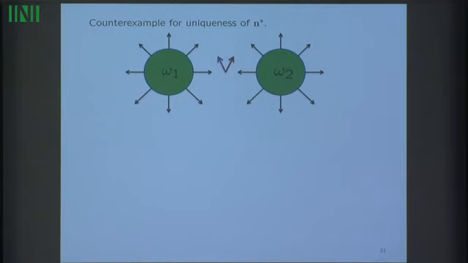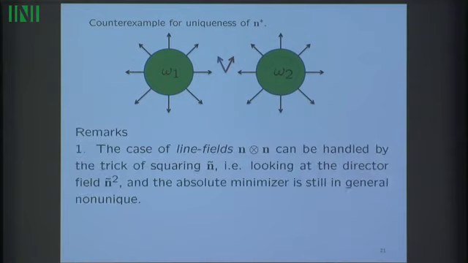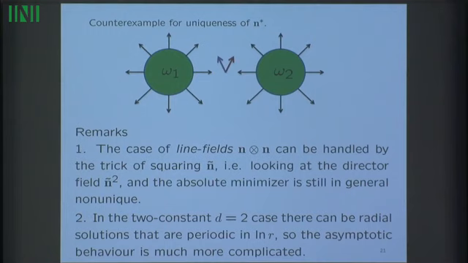Now you might think that this is something to do with orientability. Now in fact you can handle the case of line fields, i.e. non-orientable director fields, by the trick of squaring n, okay? And that turns the problem, the non-orientable case, into the orientable case. And then you can apply this counterexample. So you still get non-uniqueness even in the non-orientable case.